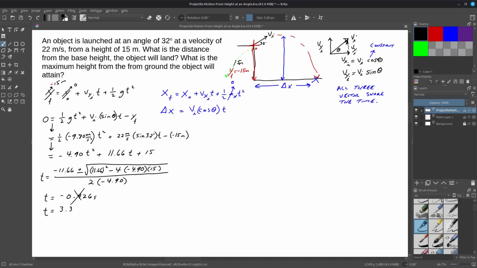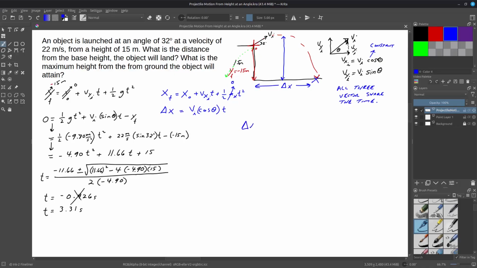3.31 seconds. Again, I could bring this down to 2 sig figs, but I'm going to use this time. Here's the beauty again. This is the total time for the flight path. So we could have made a question saying, hey, what's the total time of flight? There's your answer.